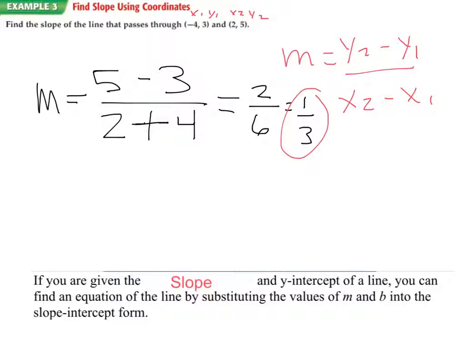If you were given the slope and y-intercept of a line, you can find an equation of the line by substituting the values of m and b into slope-intercept form.